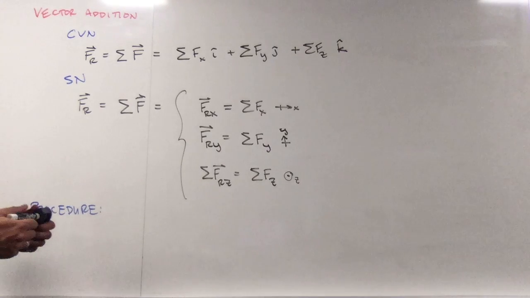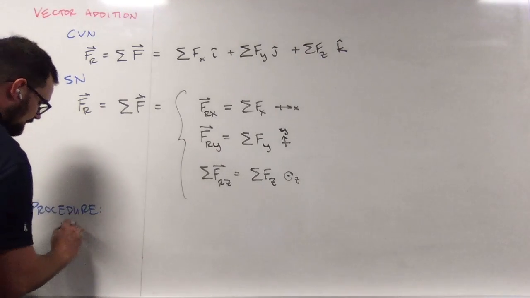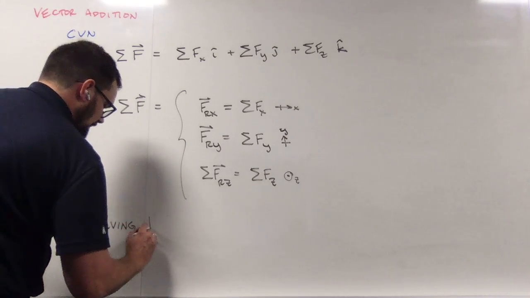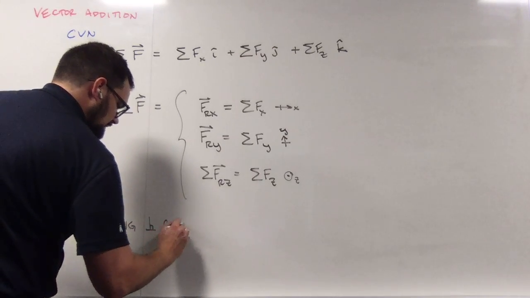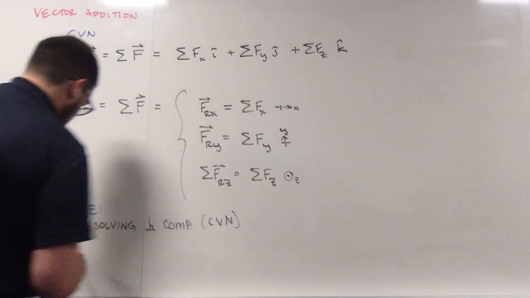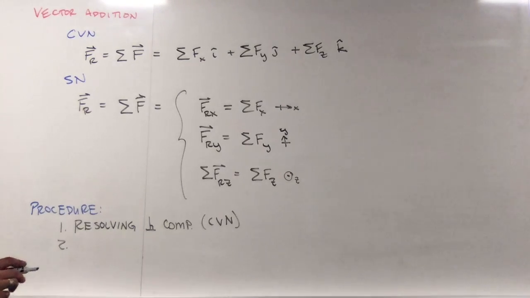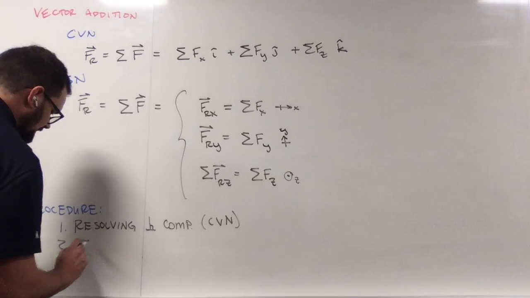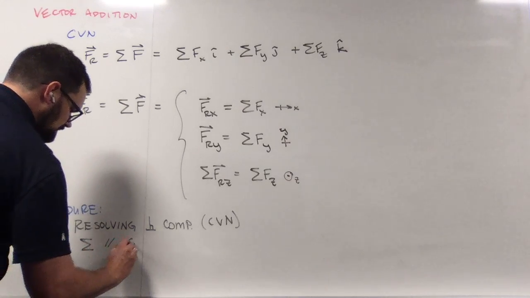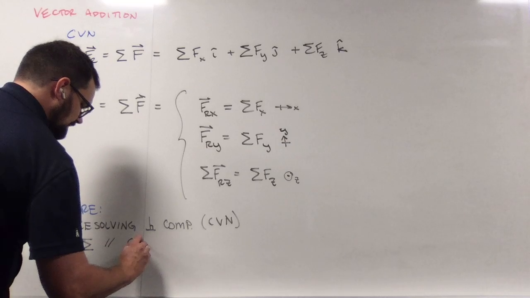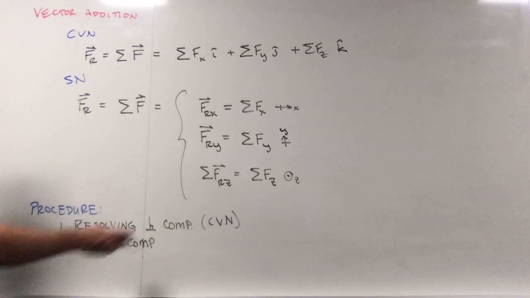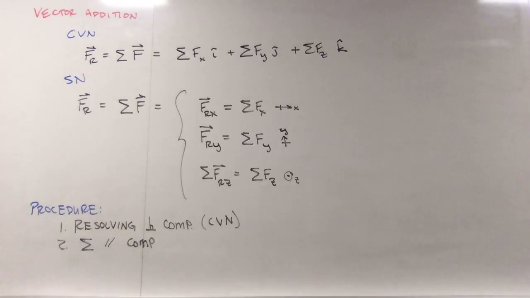My procedure is going to start by resolving my perpendicular components, typically into Cartesian vector notation, and then we'll sum our parallel components. How do you like that shorthand? Sum parallel components, so add up the x components, the y components, the z components.